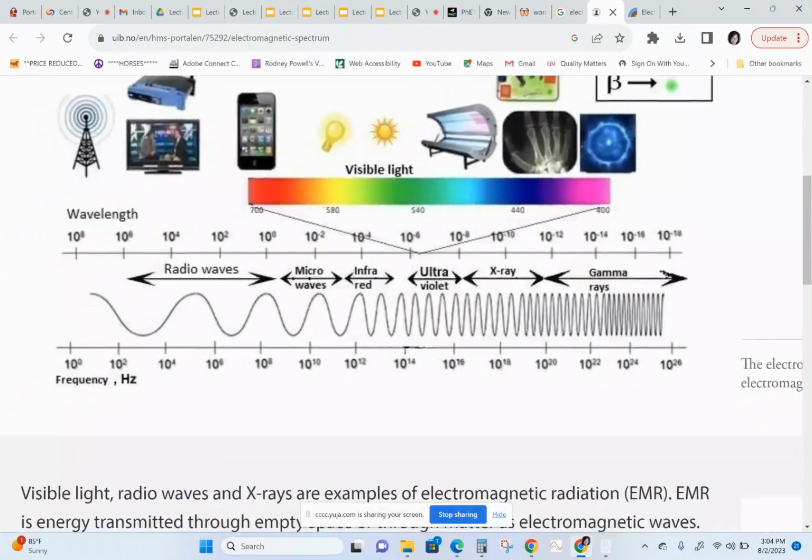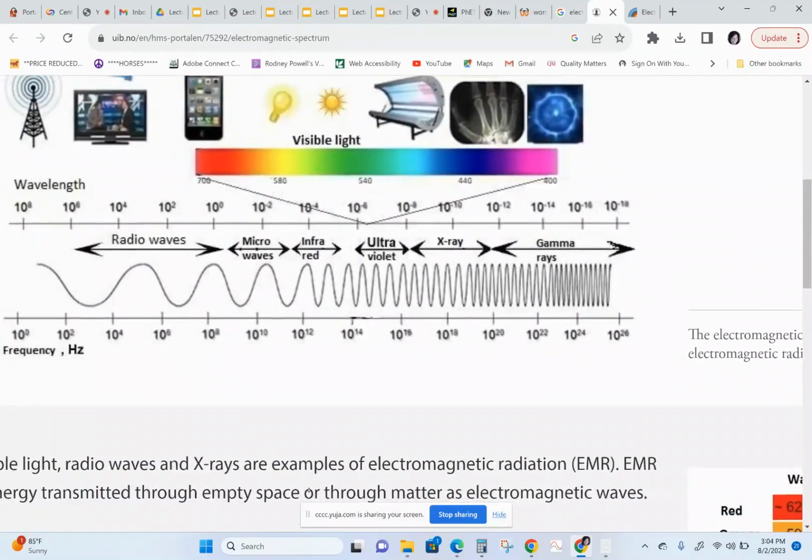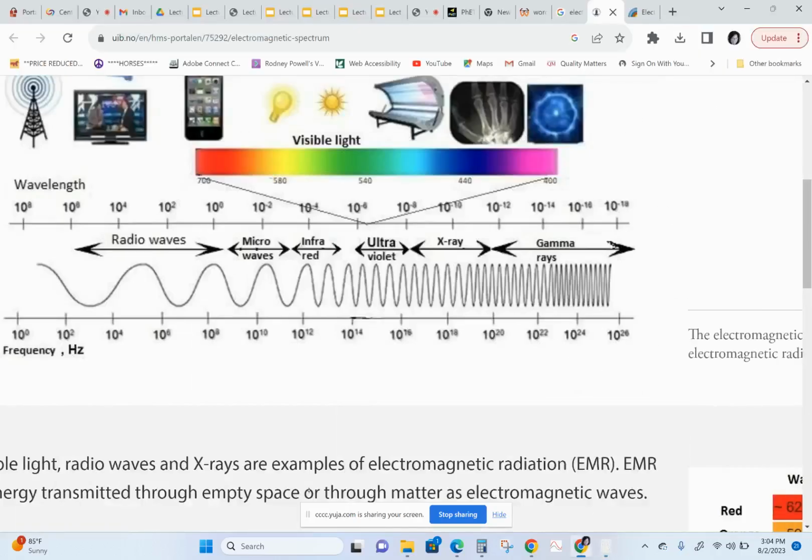All right, frequencies here. So 10 to the 12th is going to give us infrared. 10 to the 8th is in radio waves. 10 to the 7th is in radio waves. So 10 to the 12th is infrared, and 10 to the 7th and 10 to the 8th are radio. And 10 to the 14th is right here in the middle, in between infrared and ultraviolet, so that would be closer to visible light.